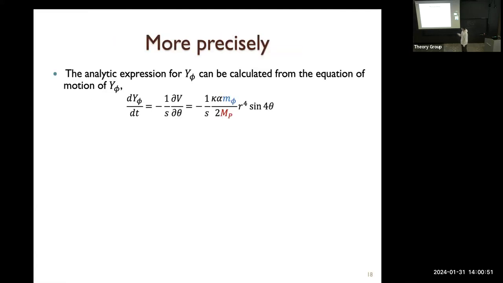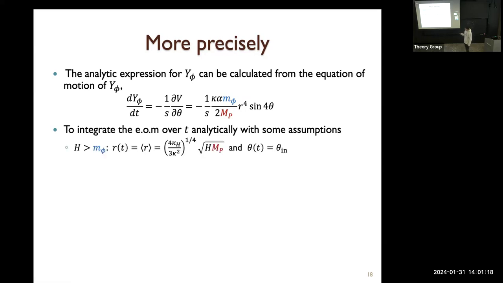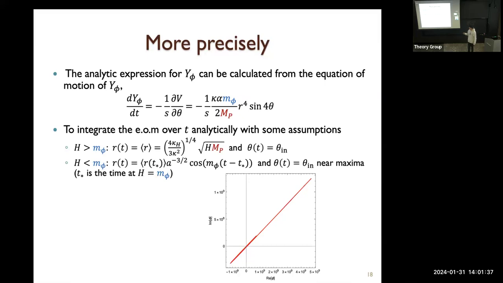So to calculate the analytical expression for the asymmetry, we can think about the equation of motion of the field. So which is this term? This term is exact. And from our potential dV, this term just follows. And we can integrate this term over time, then we can get the asymmetry. Then to calculate analytically, we have some assumptions where H is larger than m phi. We just assume this radial field stays at the minimum, the expectation value of R, is exactly this number, and the angular field is fixed at its initial value because it's frozen. But after it starts to roll, then we have a very small kick. So its motion is almost an ellipse with eccentricity around one. There's actually angular momentum, but there's a very small kick, so this is almost linear motion.